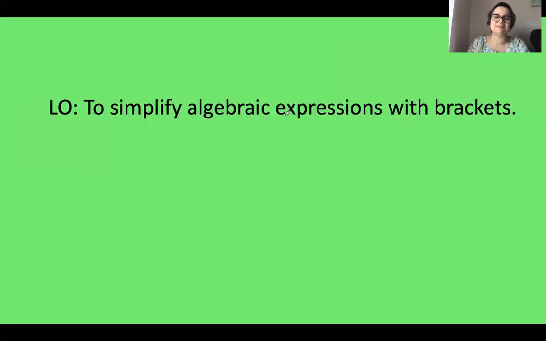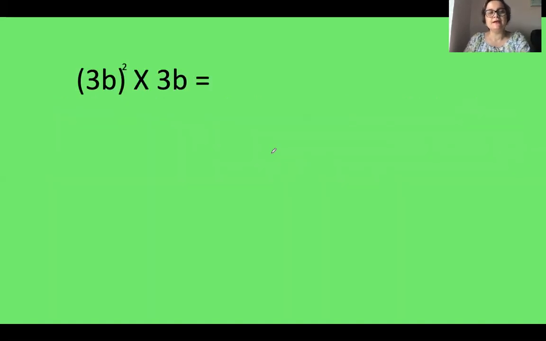Hello everyone. Today we are going to learn how to simplify algebraic expressions with brackets. So in this example, we have (3b) to the power of 2 multiplied by 3b. Now (3b) to the power of 2 means 3b times 3b, okay? And then the next 3b, we add here, times 3b.